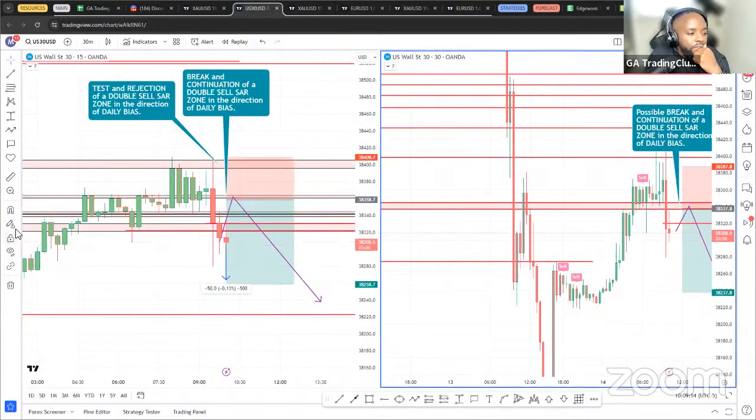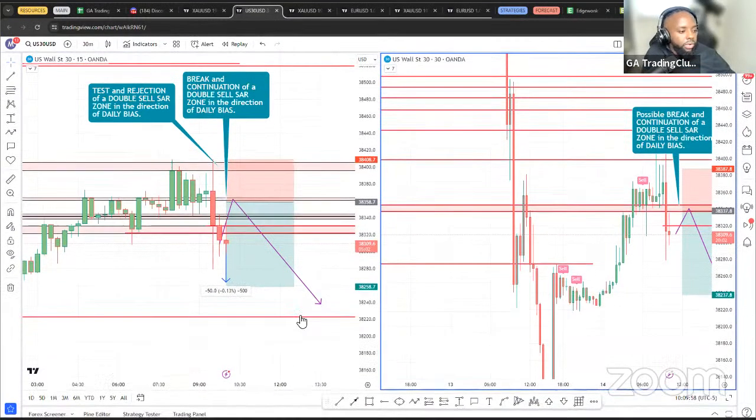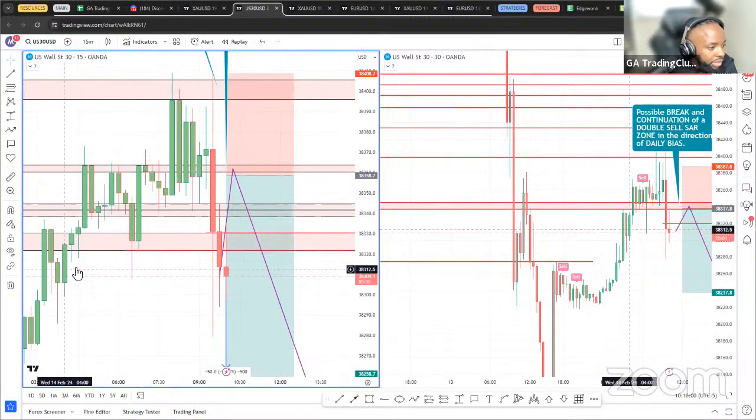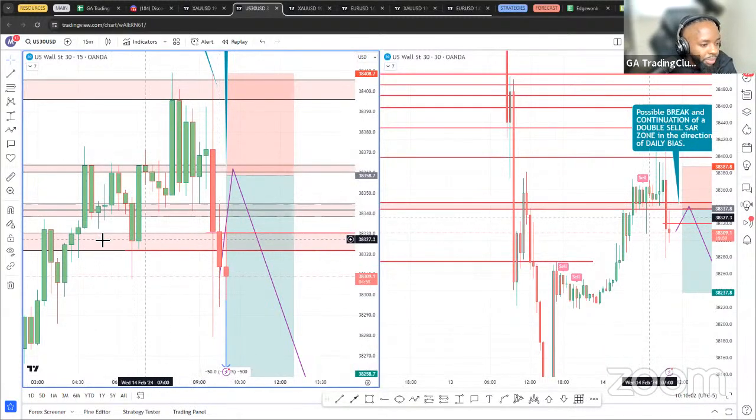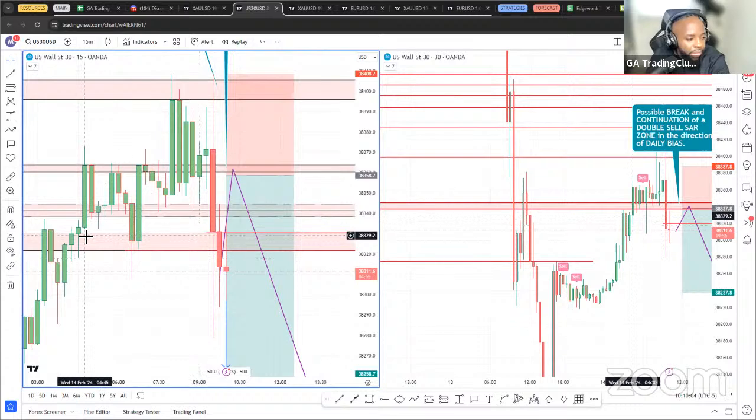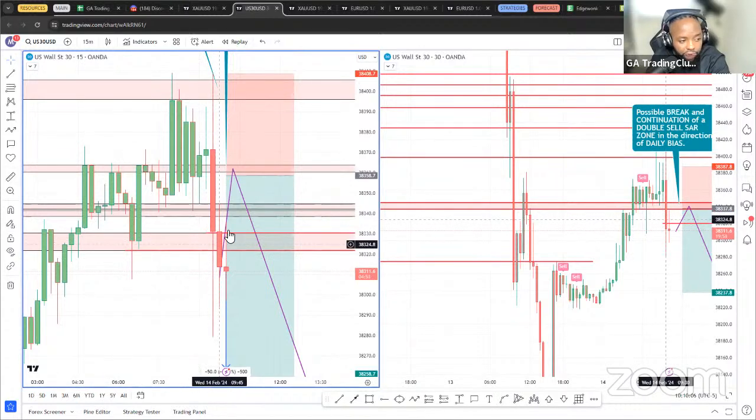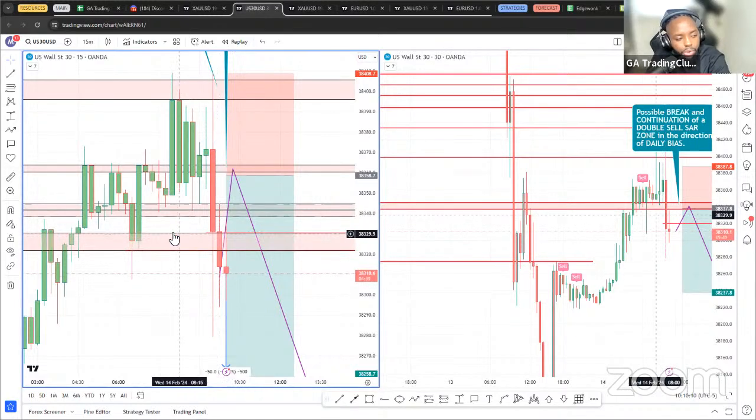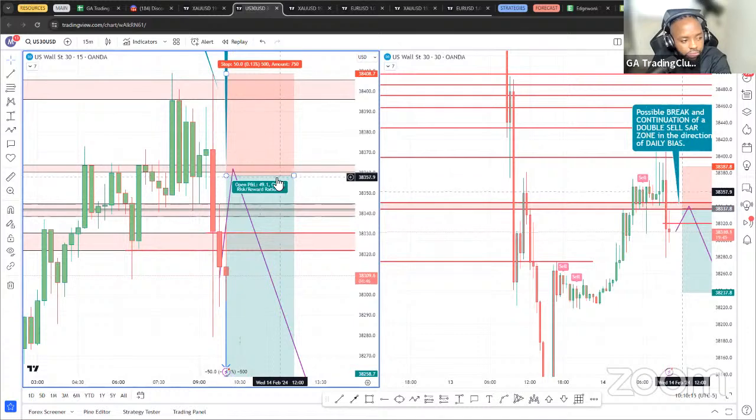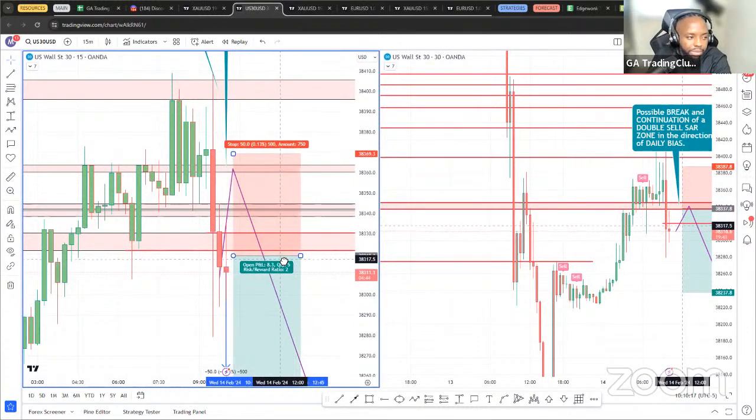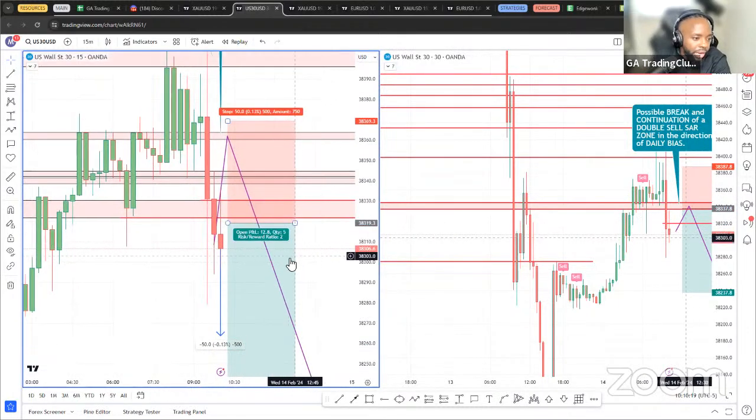US 30 is still ranging around here. This would also be a break and continuation entry based off of this zone, like a new break and continuation, right? Because the continuation candle is now the break candle of this SAR zone that's right here. So there's another trade setup that might be here. So this might be another one as well.